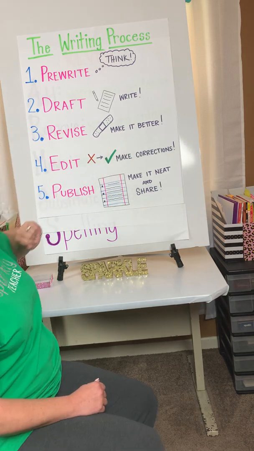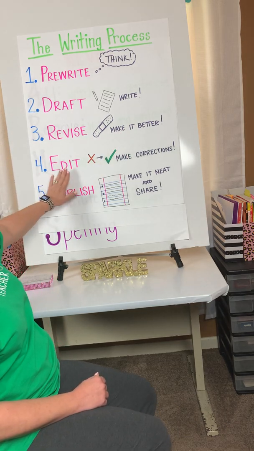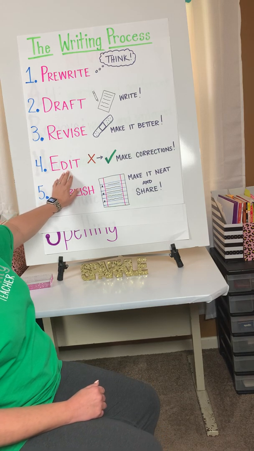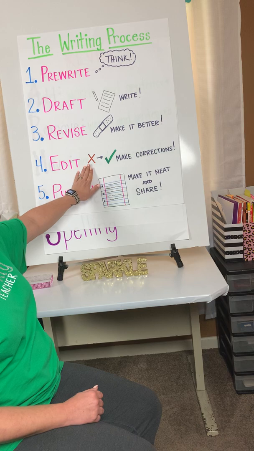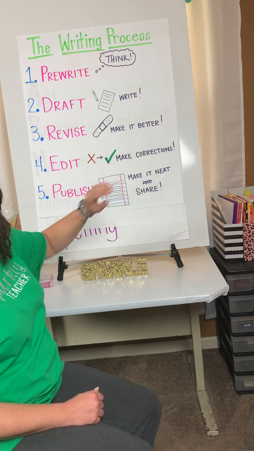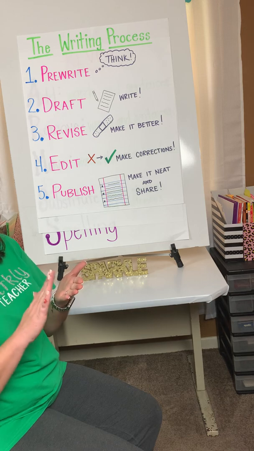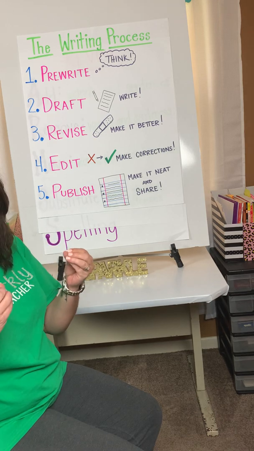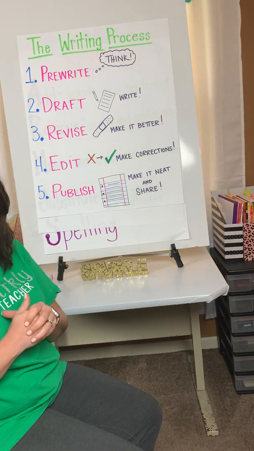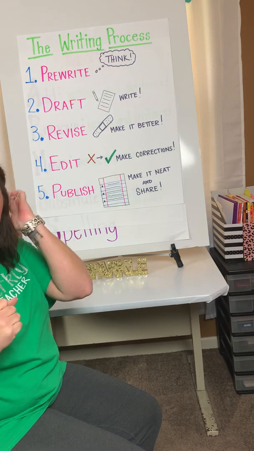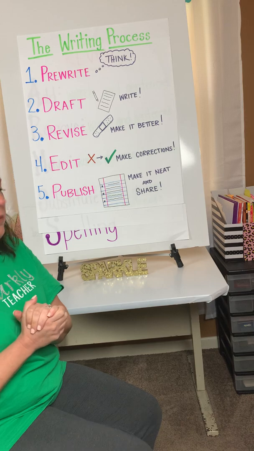All right, step 4 in the writing process is where we edit. On this, we are making corrections. We are going from incorrect to correct. When you edit something, you are adding words, removing words. It's all about your order and making sure that it makes sense.